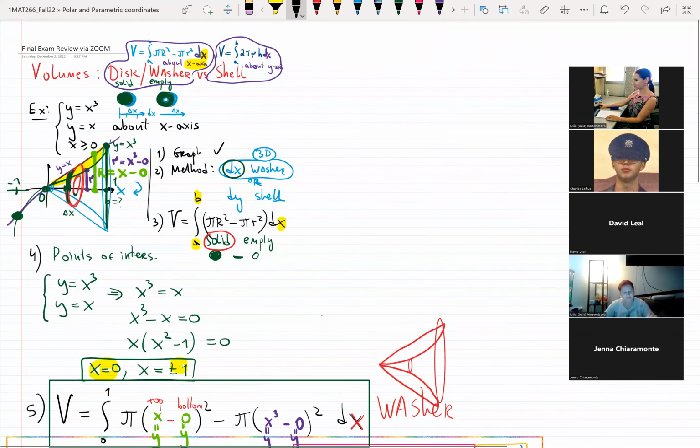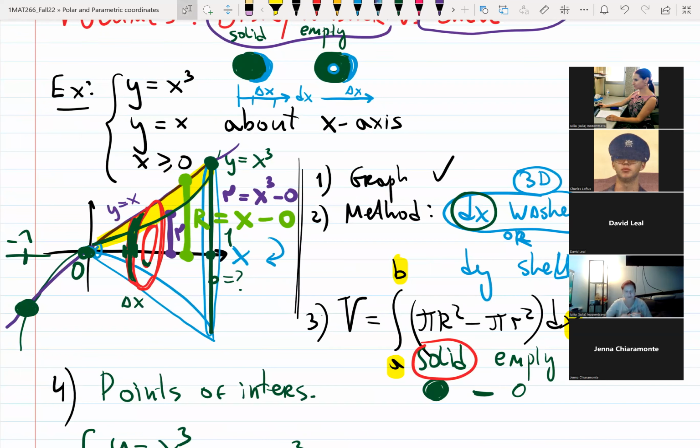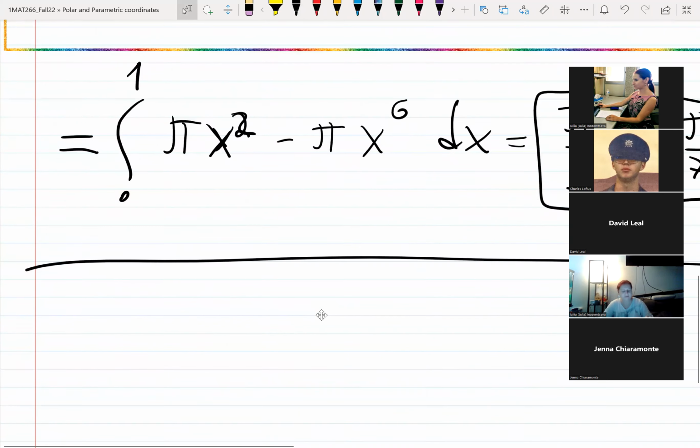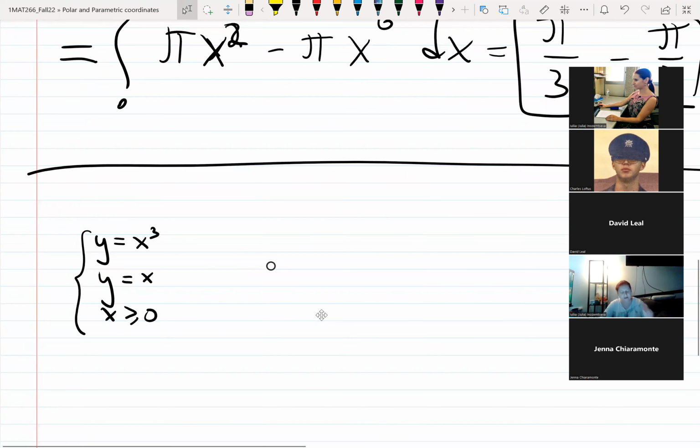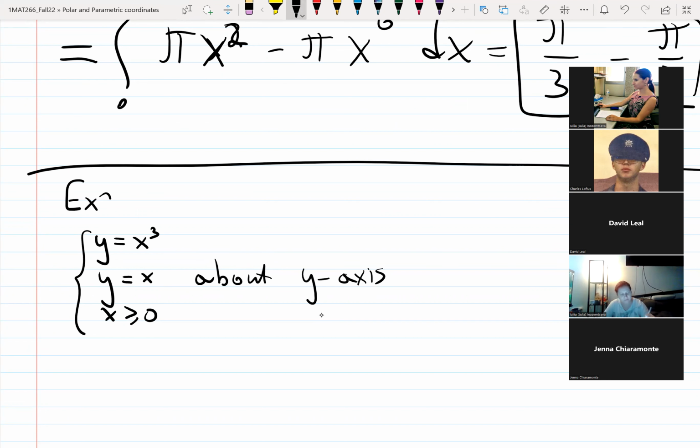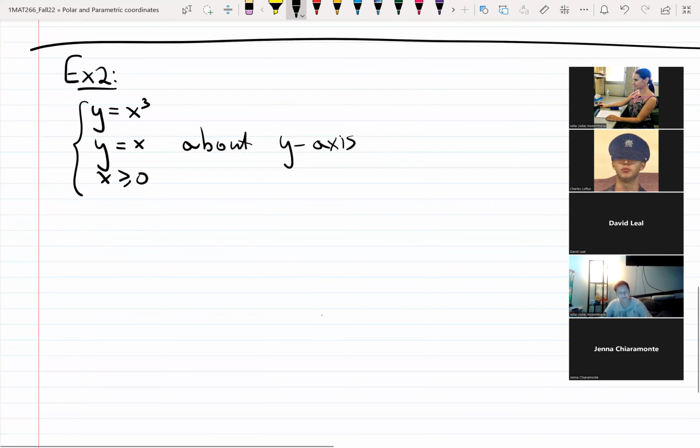What if I have the same example, but it's rotating about the y-axis? That's a good example. I think I put something like this on the quiz to show you that some cases can be done in 2 ways. I could do the shell method right away, but I want to rotate it about the y-axis to have another example, and also to show you how the picture would look.